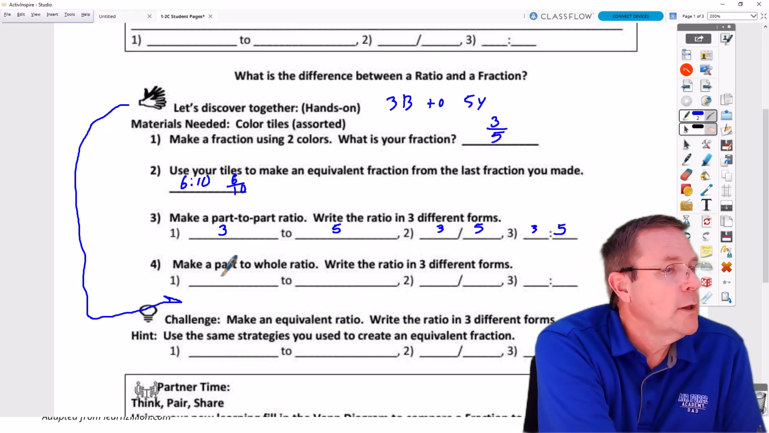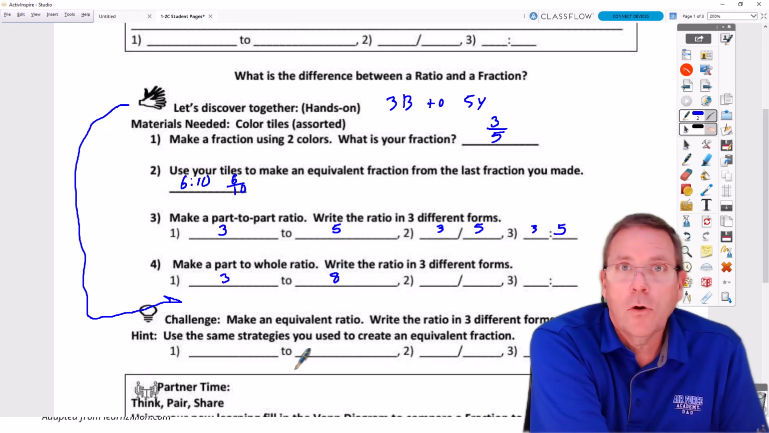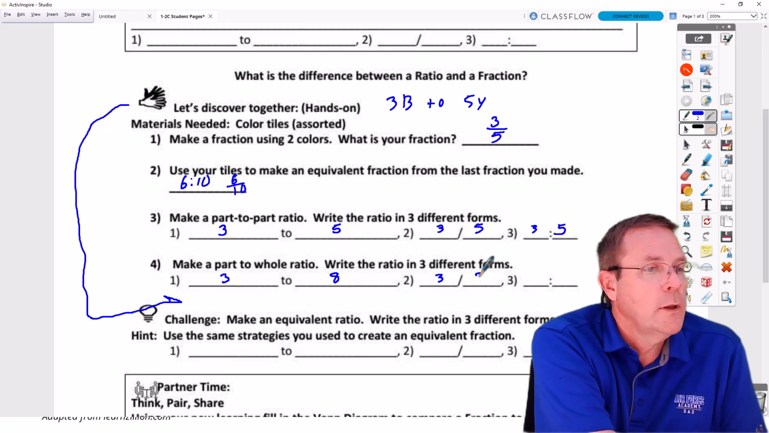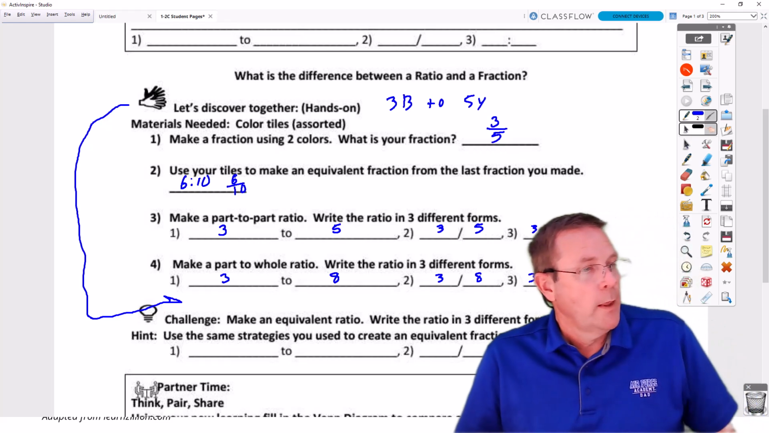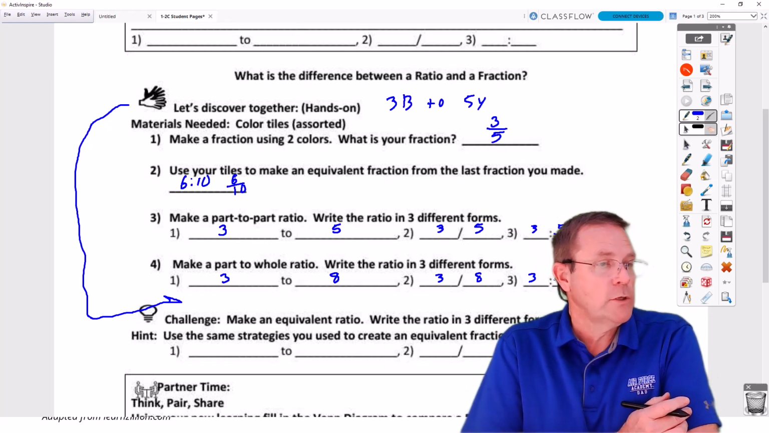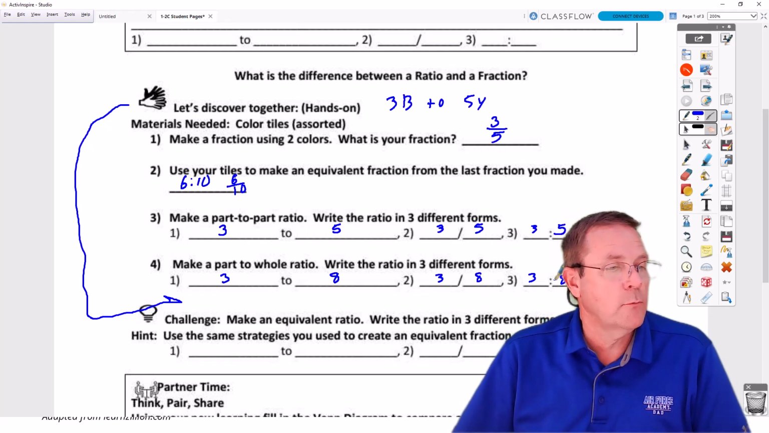So we can say here that I have 3 blue to 8 color tiles total. That's using the word "to", 3 to 8 using a fraction bar, and 3 to 8 using a colon. Now it says make an equivalent ratio. It says write the ratio in 3 different forms, and hint, use strategies to create your equivalent ratios.